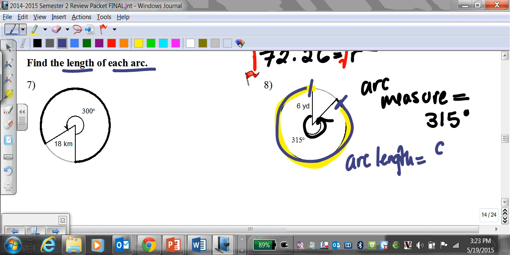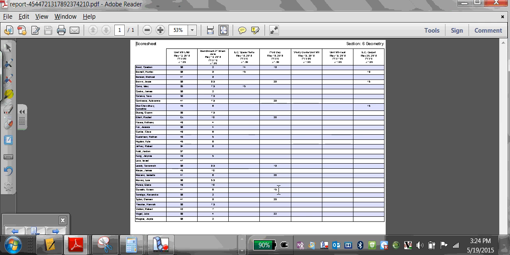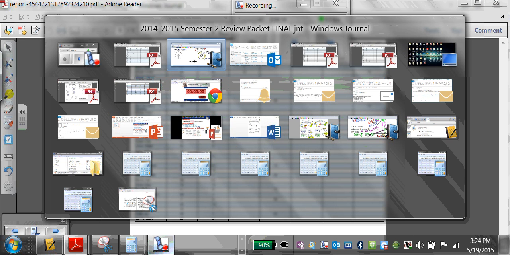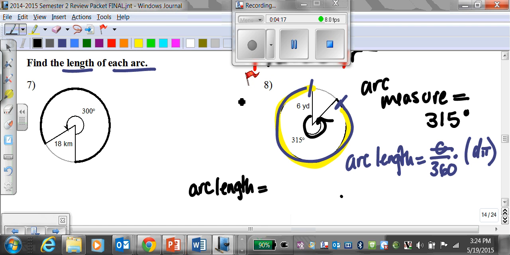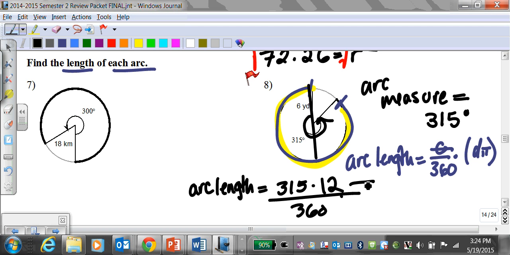So that's the fraction, theta over 360, times the circumference, which is d pi. So take a look here. We're going to do arc length equals 315 over 360, and our diameter here is going to be times 12, you always trace it, pi.